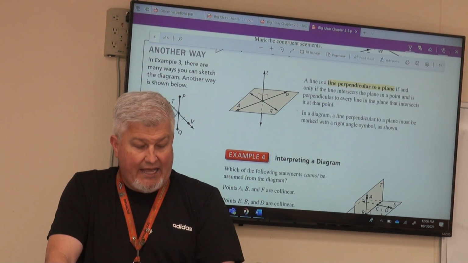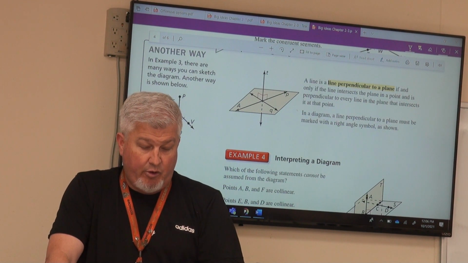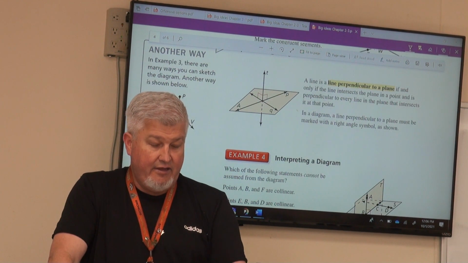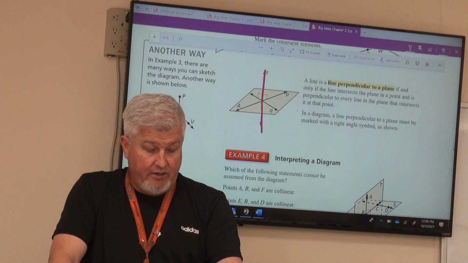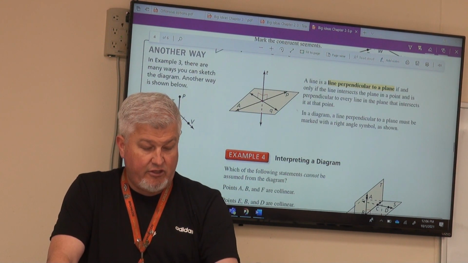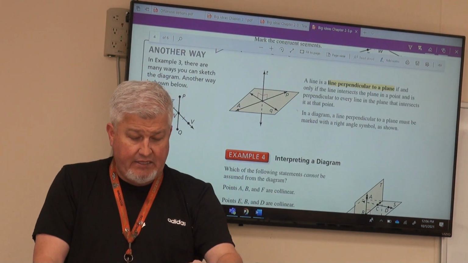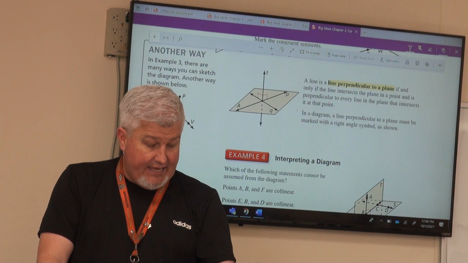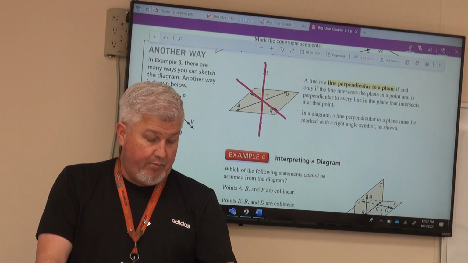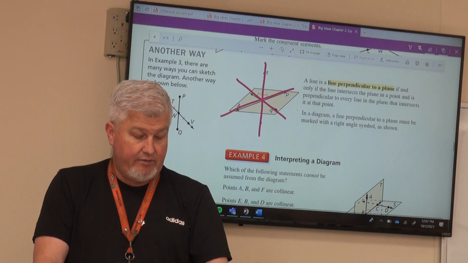So again, a line is only perpendicular if the line intersects the plane at a point and is perpendicular to every line in the plane that intersects at that point. So line T is perpendicular to this plane at that point. And any line is also perpendicular to any line that also intersects at that point. So line T is perpendicular to line Q, and it is also perpendicular to line AP because they all intersect at the same point.